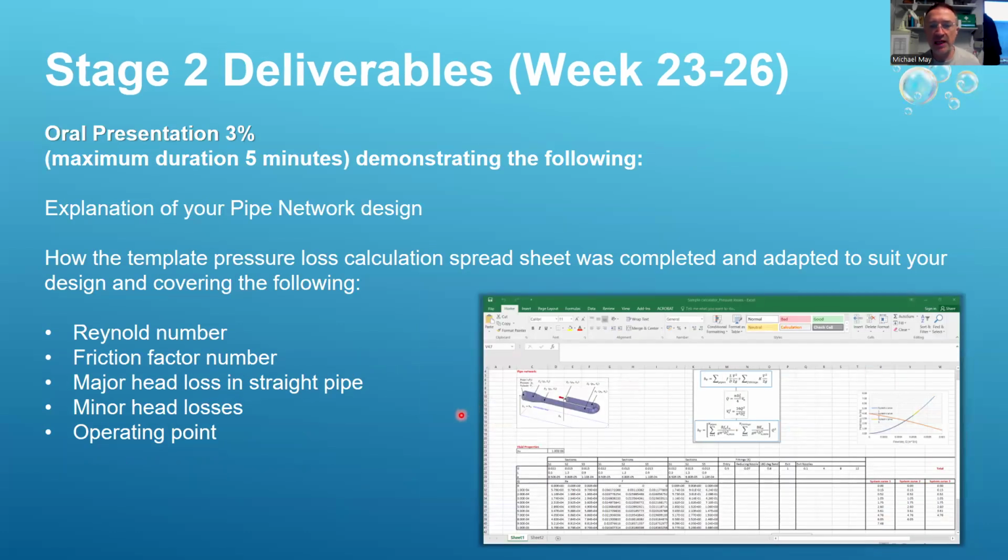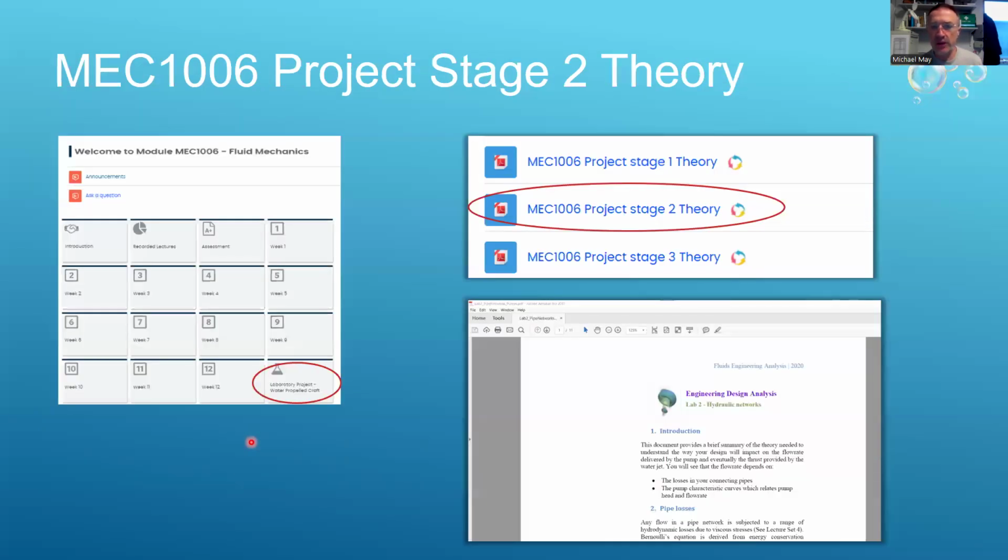The presentation will be elaborating on all that, explaining why you designed your pipe network that way as opposed to maybe any other way. You'll have to interact with this spreadsheet also to explain how you calculated the pressure losses from your pipe system. And to do that, you'll be describing how you calculated Reynolds number, friction factor, major head loss, minor head loss, and operating point for your pipe system, which are all fundamental principles of fluid mechanics. The theory is up on Loop. Simply describe the stage 2 theory, and it focuses on hydraulic networks.